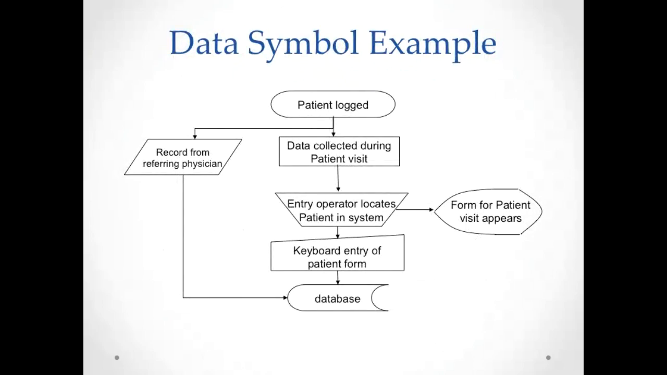So if we look at just this example flowchart, we might log the patient into the system. Then we might collect some data during a visit. There might be a record that's picked up from a referring physician by some electronic data transfer, which is what that loop on the side tells us. Then back to the main flow.